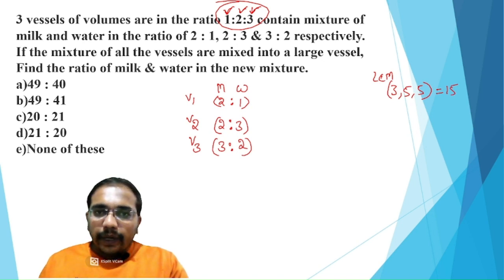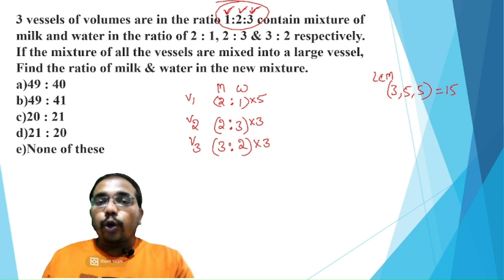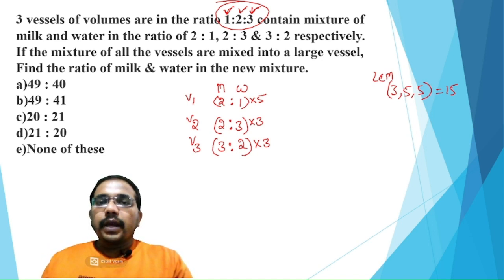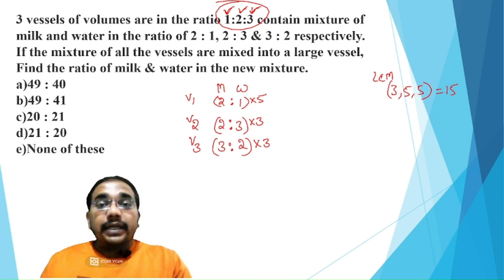So I want to make it 15 first, by multiplying with 5 here, and by multiplying with 3 here. Why are you doing like this? Because I need the total as 15. Then I need to multiply with 5 first. So 3 into 5 is 15, right? Next, 2 plus 3 is 5. 5 into 3 is also 15. 3 plus 2 is 5. 5 into 3 is also 15.